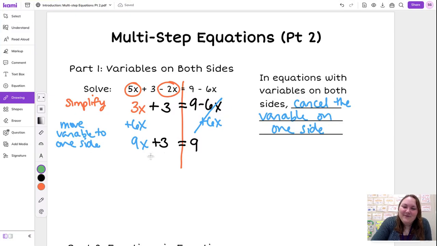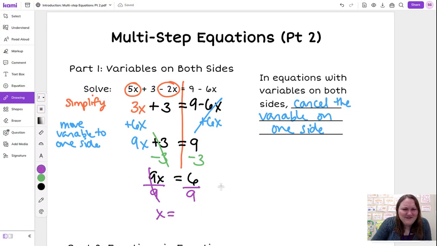To finish solving, we want to get rid of our constant. That is the number 3 by doing the opposite. That is going to give me the equation 9x equals 6. And then for my last step, I want to divide by the 9 to get my answer. When I do that, I've got x equals 6 divided by 9.